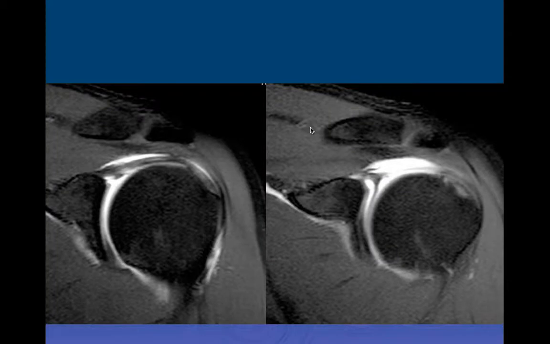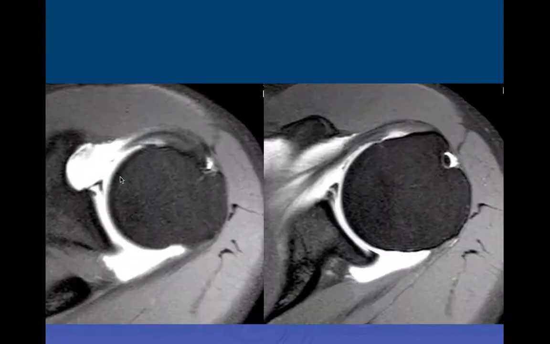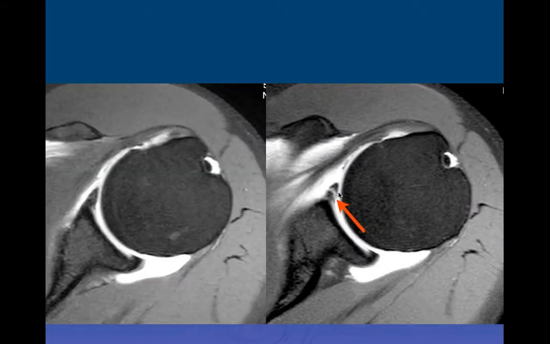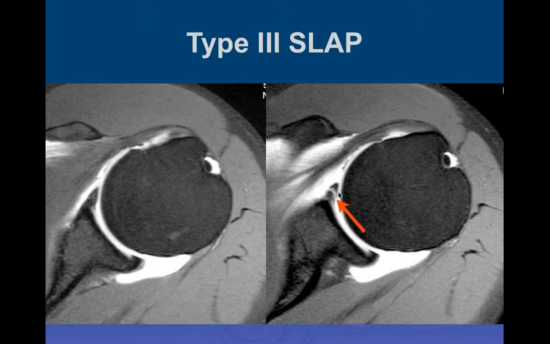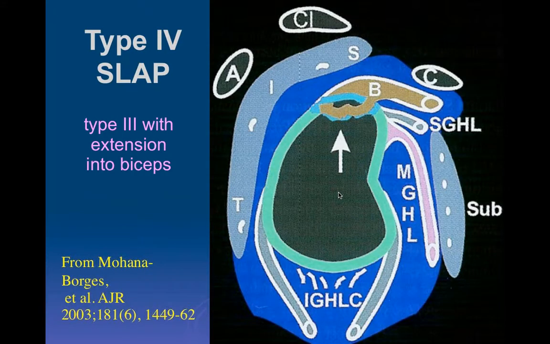This isn't one of the more common ones. Here's another case, the biceps anchor is intact. The labrum is displaced over here in that location. So this is a type 3, and this one extends also anteriorly to involve the anterior superior part of the labrum. So that's a type 3 tear. The type 3 tears tend not to be quite as symptomatic as a type 2 or 4.